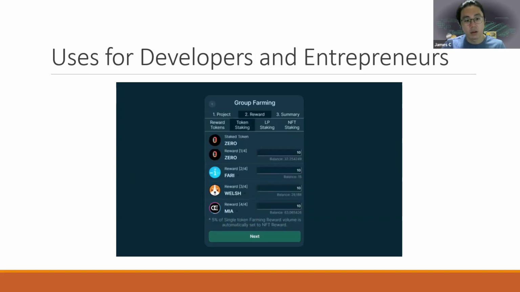So onto the next tab, the token staking tab requires a certain amount of the tokens that are part of the reward tokens. That means that this selection of tokens will be locked in for the duration of group farming. And you're also required to have a balance of these tokens for the group farming event.